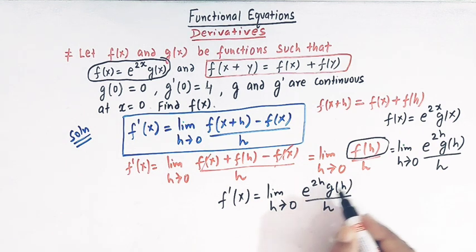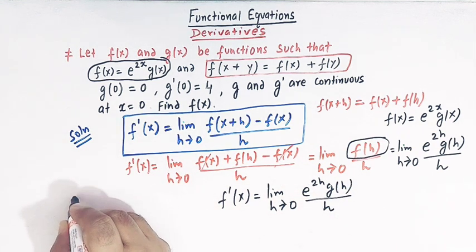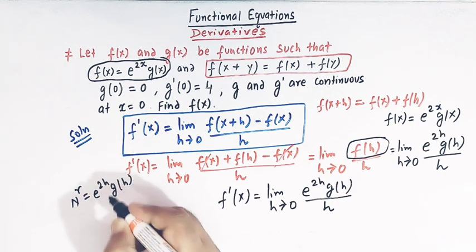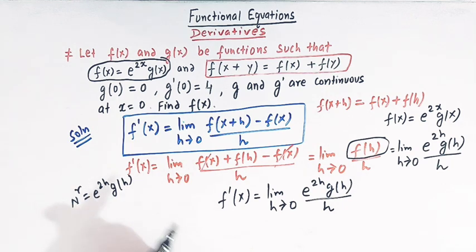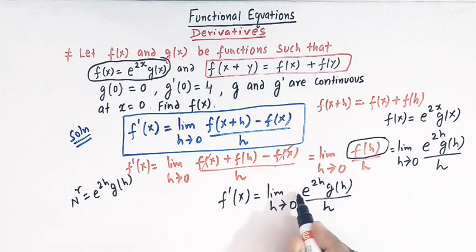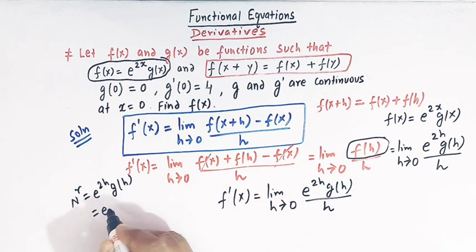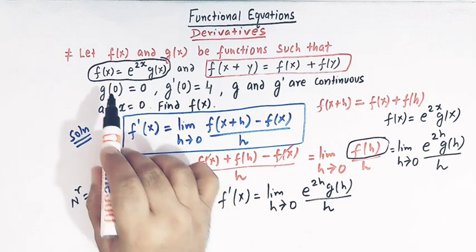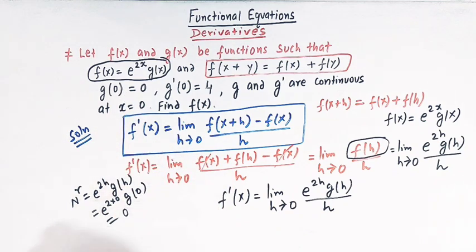Now see, here the numerator is e raised to 2h g of h, right? So the numerator is given as e raised to 2h g of h. So when we take h equal to 0, in the numerator we have e raised to 2 times 0 g of 0, and g of 0 is given as 0. So the numerator is 0, right? And the denominator is h. So when we take h equal to 0, the denominator also becomes 0, right?